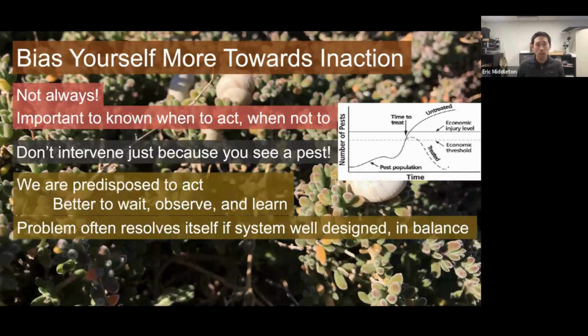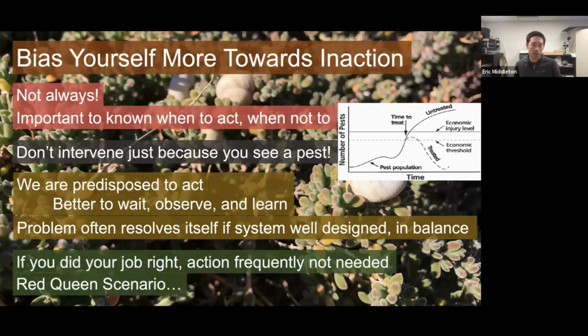And as much as possible, it's better to wait, to observe, and to learn because we're predisposed to act. And oftentimes, if we just sat there and watched a little bit more, it would be extremely useful. If your system is well designed and in balance, the problem will often resolve itself with minimal damage. Again, this isn't always the case, but it's a good way to also check to see if you're doing a good job trying to avoid that red queen scenario. Because if you did your job right, action is frequently not needed, and you have, in fact, avoided the red queen scenario.